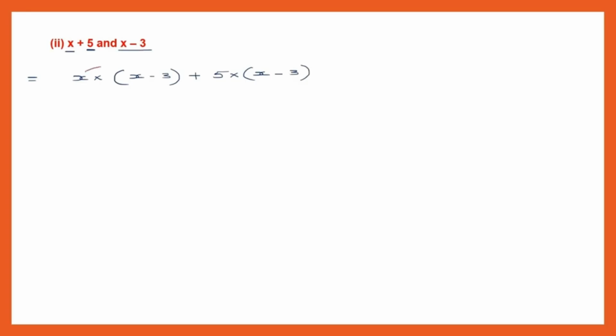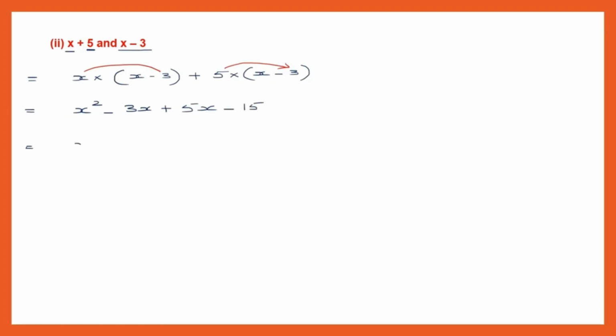Now we multiply x into x first. So x into x is x to the power of 2. So we finish multiplying that. Now we multiply x into minus 3. So the sign will be minus and x into 3 will be 3x. Plus, let's go to the next one. So here we multiply 5 into x. So 5 into x will be 5x. Then we go on to the next one. This time we are multiplying 5 into minus 3. Or we can write minus here as it is, and 5 into 3 is 15.